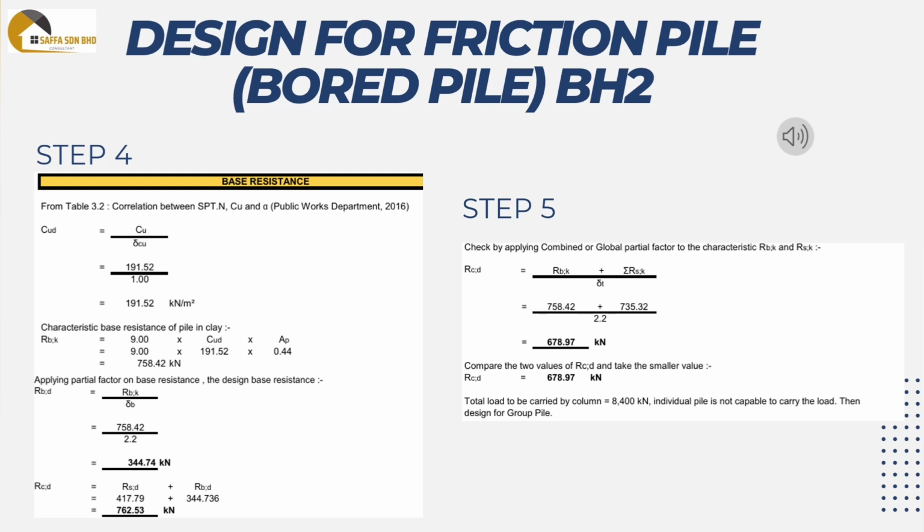And then we check by applying combined or global partial factor to the characteristic R_bk and R_sk. And we compare the two values of R_cd and take the smaller value. Total load to be carried by the column is 8,400 kN. Individual pile is not capable to carry the load. Then we design for group pile.